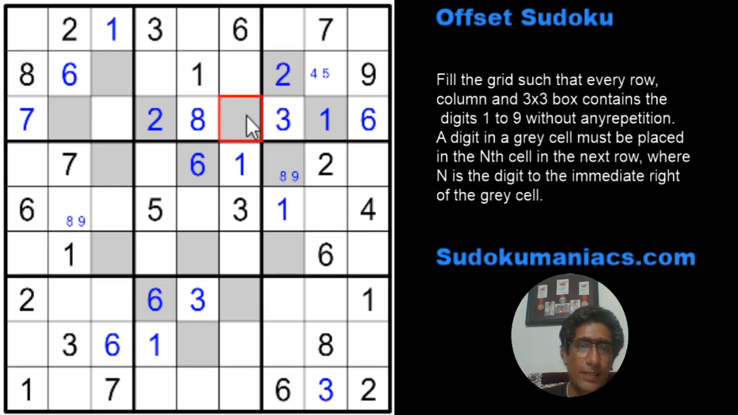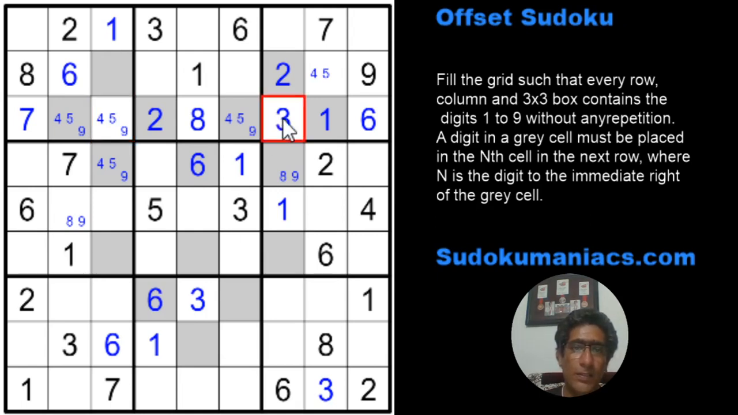And this gray cell, whichever digit comes here, has to be in the third cell of the next row. So the only possibilities for this row are 4, 5 and 9. So this is a 4, 5 and a 9. So let's place 4, 5, 9s. Alright? So we have a 4, 5, 9, 8.